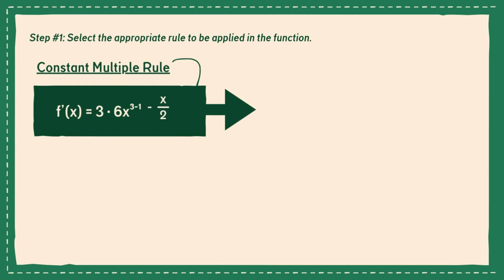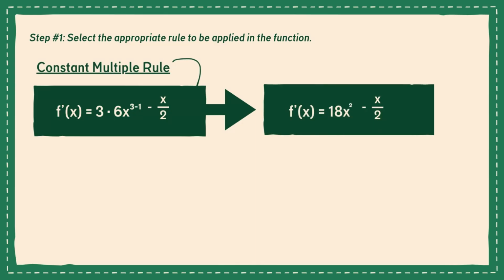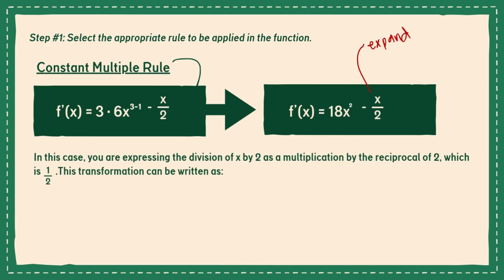f prime of x is equal to 3 times 6x raised to the power of 3 minus 1, minus x over 2. f prime of x equals 18x squared minus x over 2. Since we couldn't do much with x over 2, let's see if it can still be expanded to make the fraction more useful. So yeah, it can still be expanded by getting its factor.